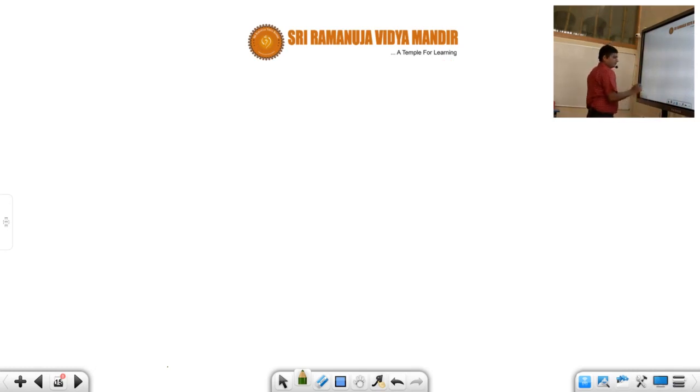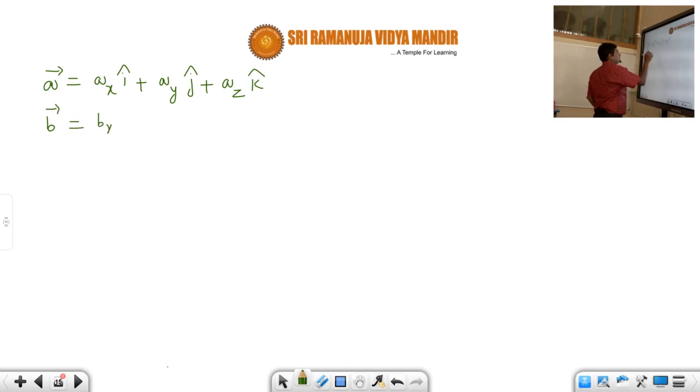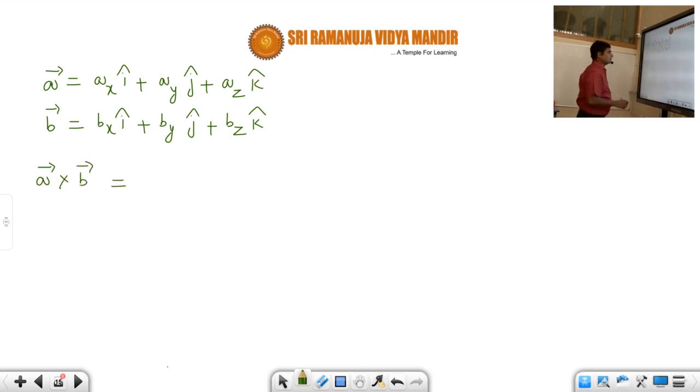So whenever we are given two vectors, suppose A vector is equal to AX into I cap plus AY into J cap plus AZ into K cap, and the second vector is B is equal to BX into I cap plus BY into J cap plus BZ into K cap. Whenever we are given two vectors like this, and you are asked to calculate A bar cross B bar, the easiest method is to take one determinant, students.